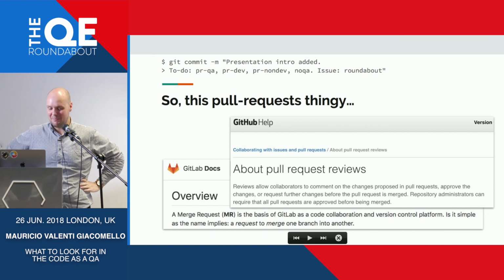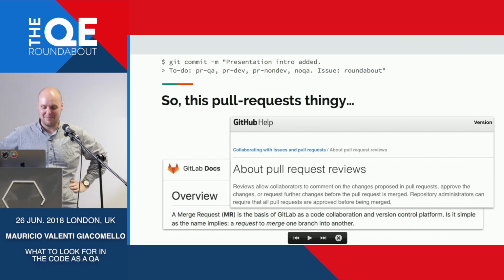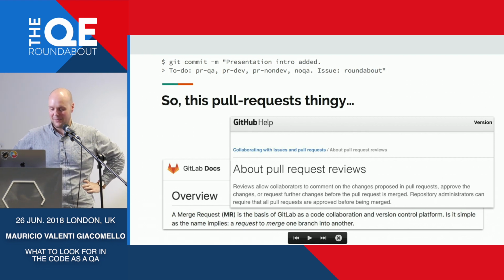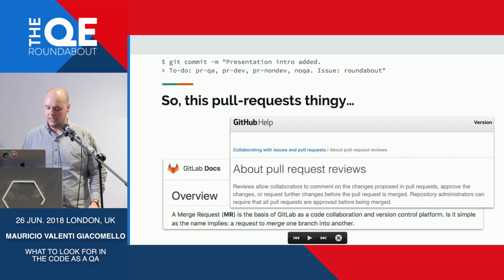Okay, so pull request. Based on GitHub, pull request reviews allow collaborators to comment on changes proposed in the pull request, approve the changes, or request further changes before the pull request is merged. Repository administrators can require that all the pull requests are approved before merging.